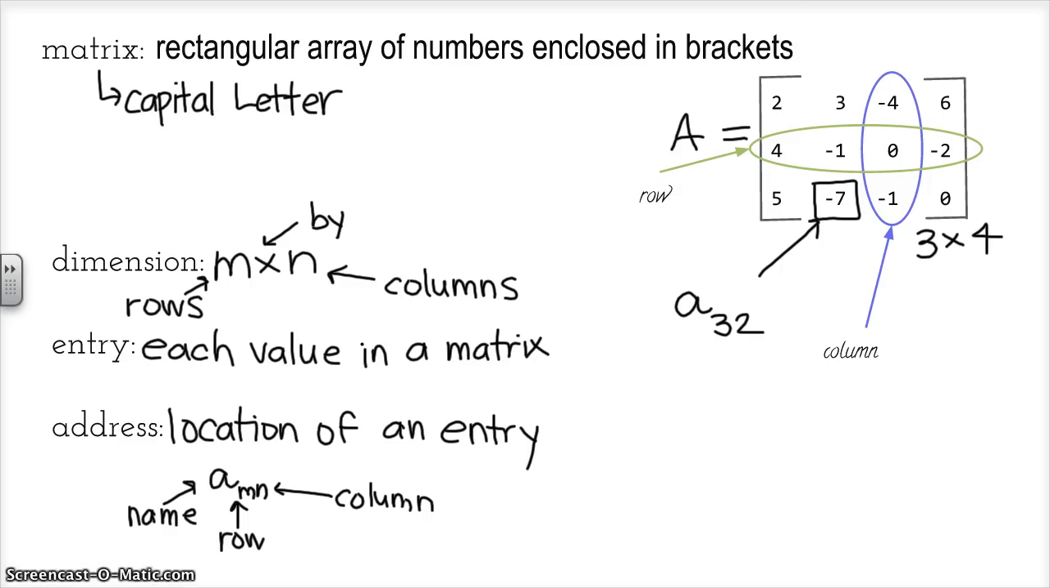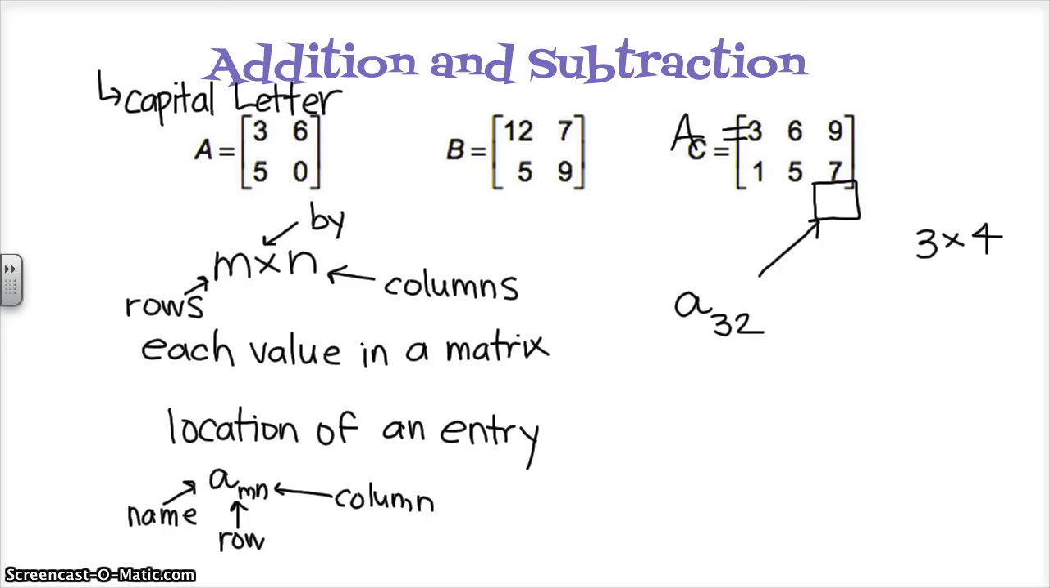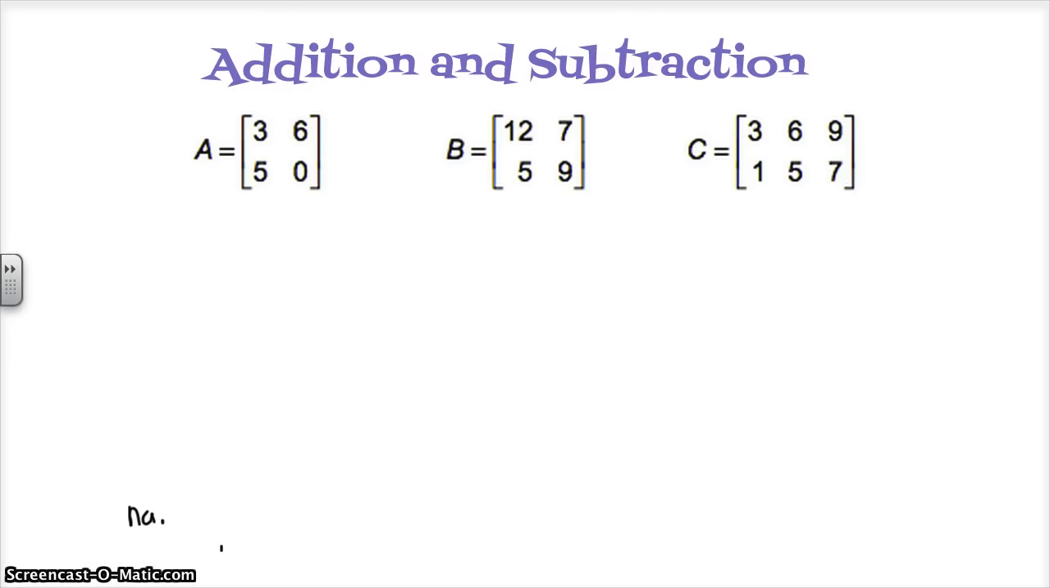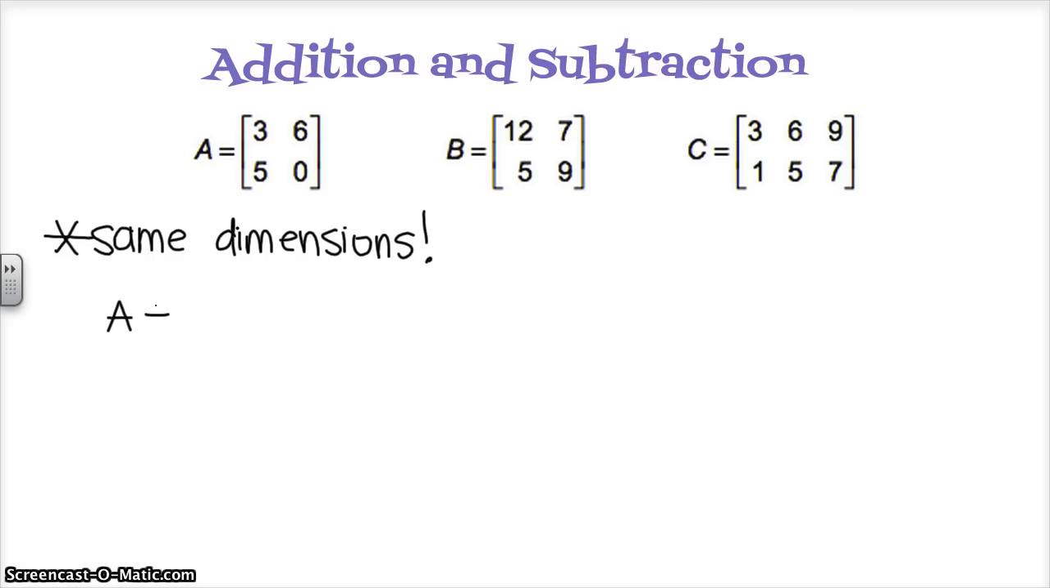Now, for matrices, we can do some operations. We can add and subtract matrices. But we can only add and subtract matrices that have the same dimensions. That's a key. They have to have the same dimensions. So for example, up here, A and B, they have the same dimensions. C does not. So let's look at 3 quick examples. We can do A plus B. We could do B minus A. And then we could try and do A plus C.